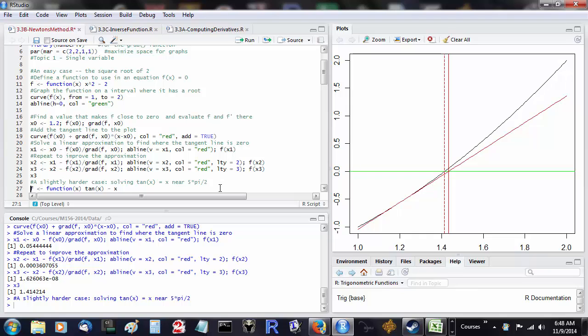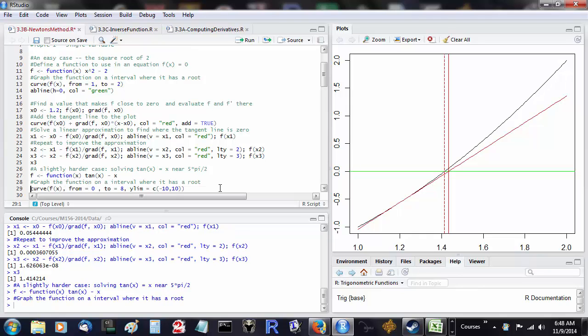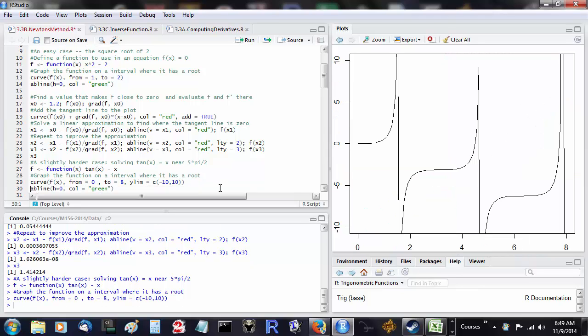So I define f to be tan x minus x, and I draw a graph of the function. I'm going to draw the graph from x equals 0 to 8, and I'm going to limit the function values that are plotted to lie between minus 10 and plus 10, because on this interval, the tangent function blows up on 3 separate occasions. So there's the function tan x minus x.